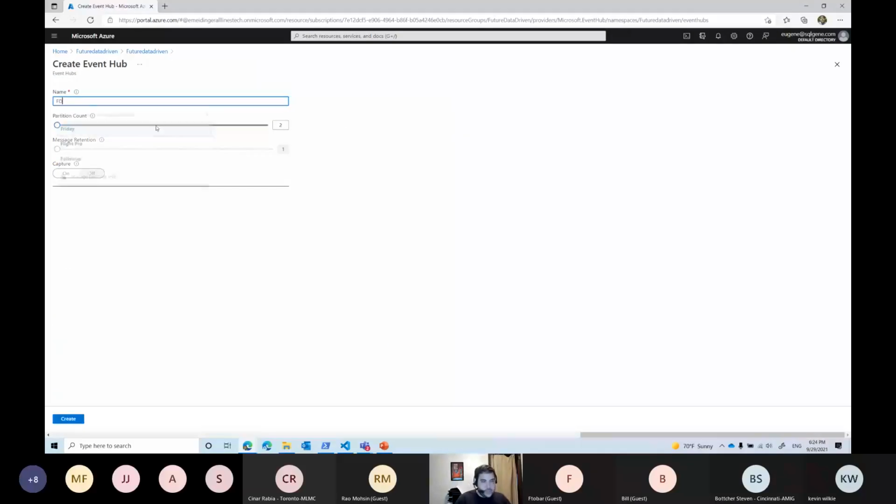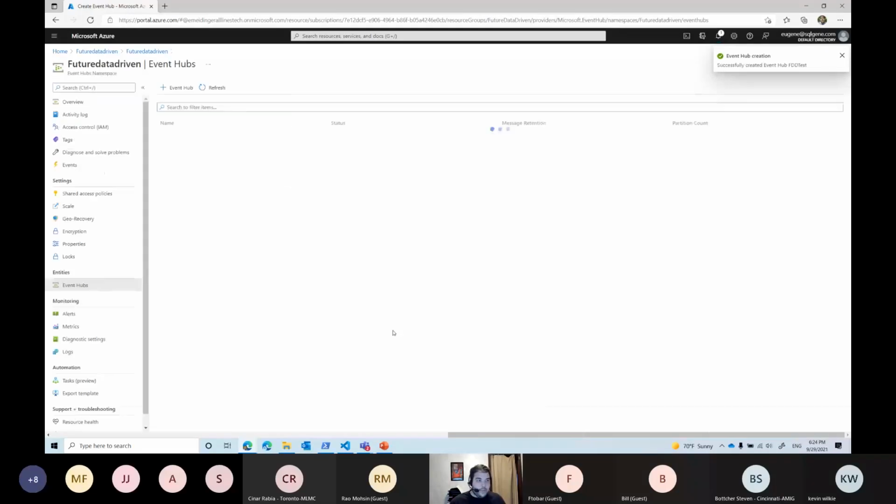We can call it FTD test. We can give it up to 32 partitions. And we could say, okay, I want to retain this for 7 days. I want to be able to capture data, but we made it in the basic tier. And so right now we can't do that. So we can go ahead and create our FTD test.